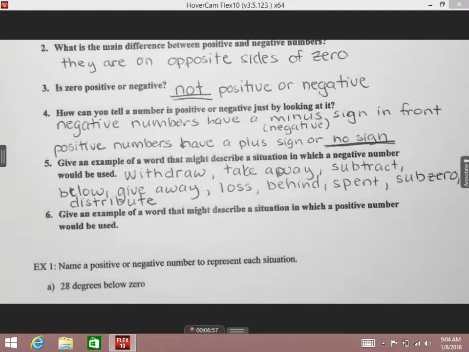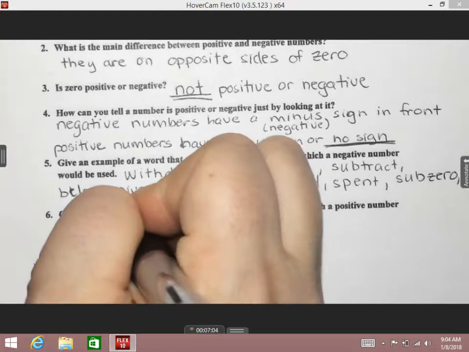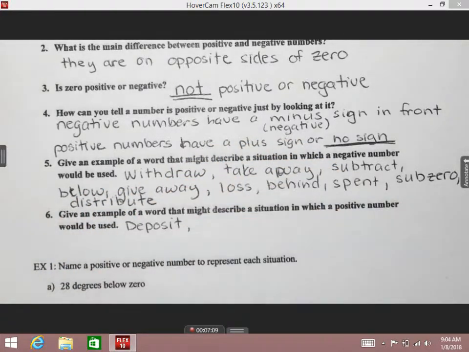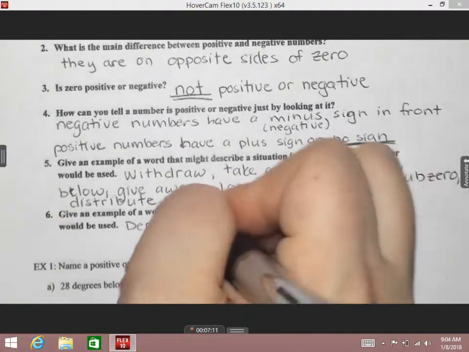Let's talk about positive now. What are some words that you might see for positives? Brandon? Deposit. So instead of withdrawal, deposit is the opposite. That means you're putting money in. Gabrielle? Above.